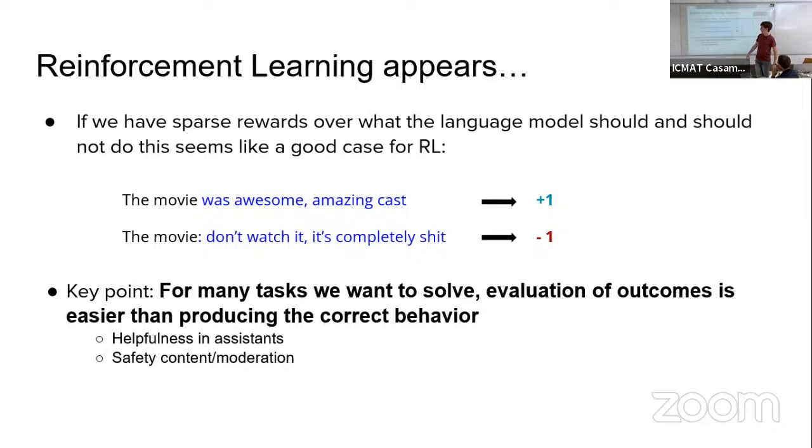Let's say we have some kind of prompt, and we just want to generate movie reviews, and we want the model to generate positive movie reviews. So for a single prompt, the movie, we have two completions: the movie was awesome, amazing cast, and another one, the movie, don't watch it, it's completely awful. By default the model can generate both of these, but if we want to focus on positive ones, we can steer the behavior towards positive sentiment. There are several ways to do that, but the one we are going to focus on today is using reinforcement learning.